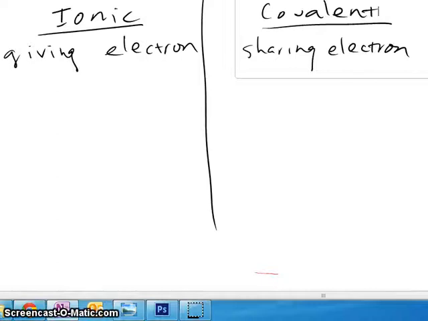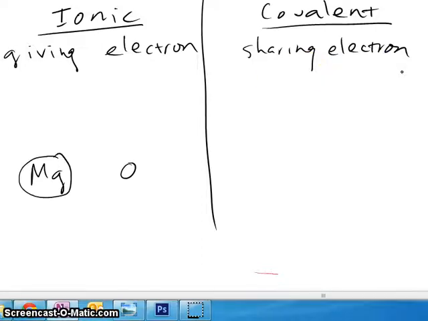Okay, the last bit for this chapter is how do you name ionic and covalent compounds? Well, like I said, first things first, you have to figure out if it's an ionic or a covalent compound. So let's just say ionic over here, covalent over here. Now ionic, remember, whenever Mg gets together with O, it's always going to be MgO.